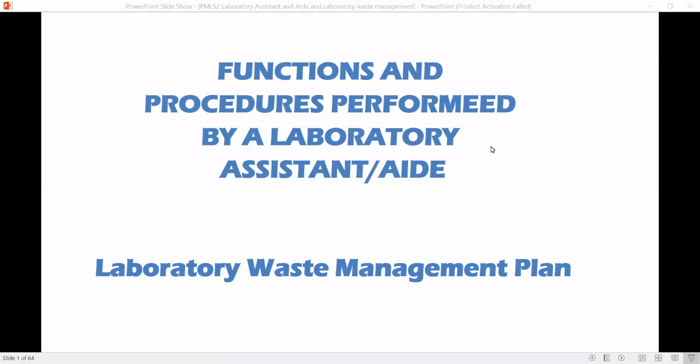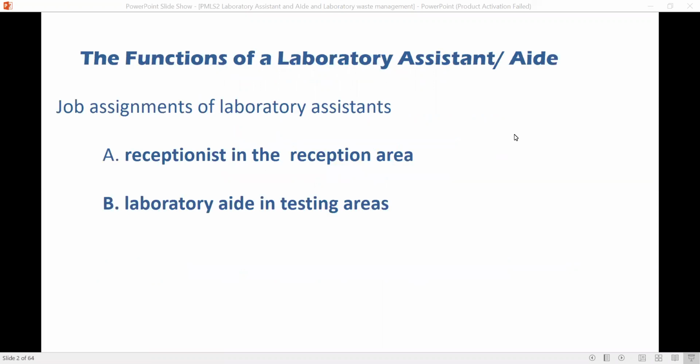So class, this is the last topic in PMLS2 for this semester. I'm going to discuss functions and procedures performed by a laboratory assistant or aide. I'm going to discuss also the laboratory waste management plan. The laboratory waste management plan is not new to you. This was discussed in PMLS1. So I'm just going to repeat. This is just a review of what you have learned in PMLS1.